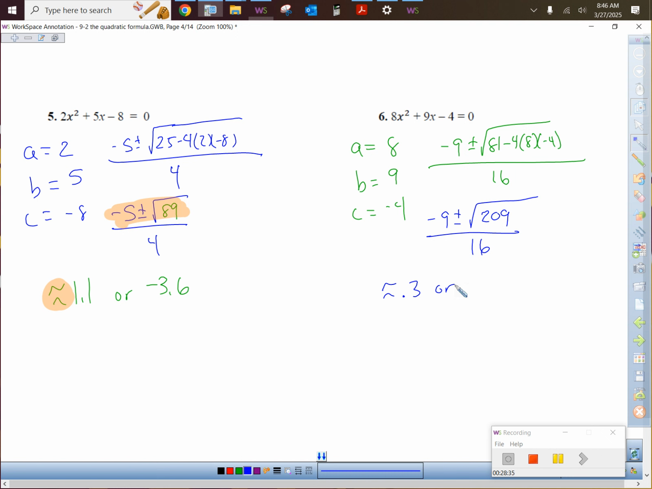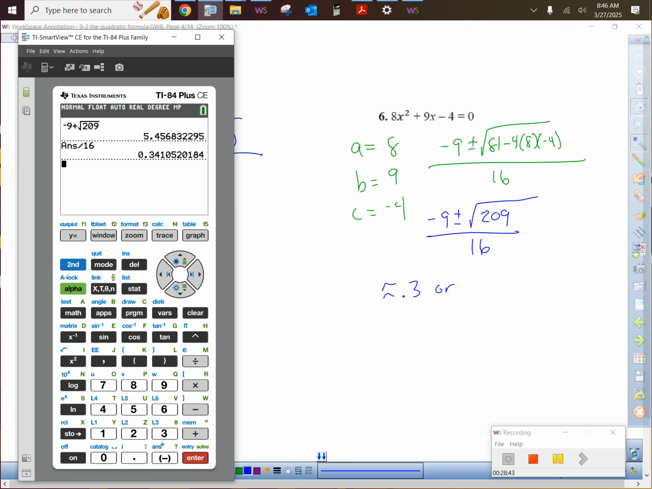Find the other answer. It should be the minus. So negative 9 minus the square root of 209. Hit equals, and then divide by the denominator, which is in this case 16. So I got about negative 1.5.